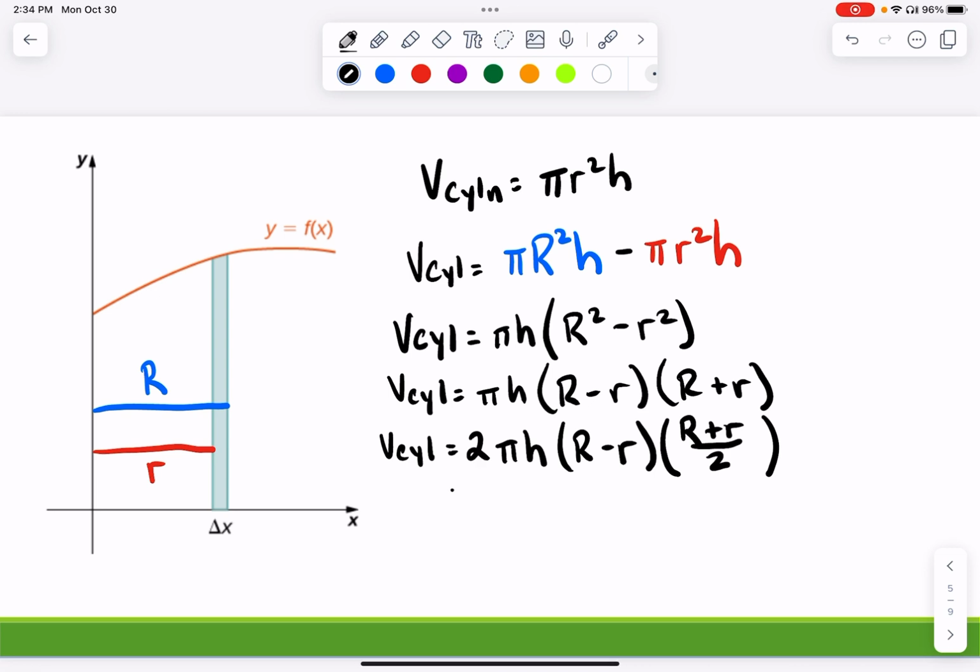So let's look and see what we have here. Okay, so we have 2 pi, and that's my height.